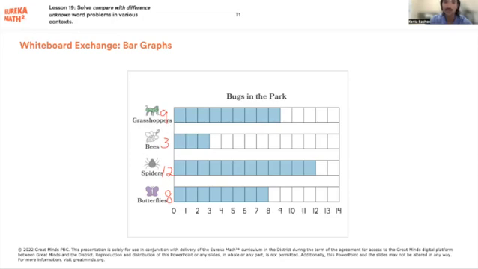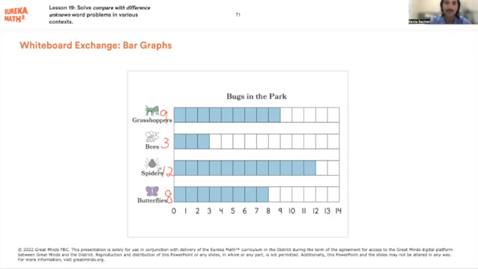How about spiders and bees? How many spiders and bees were there? Amelia, how many spiders and bees? Yeah, 15. Good. 12, 13, 14, 15. Now we're going to do some bigger numbers here. How many grasshoppers, bees, and butterflies? Ooh, a lot of numbers here.